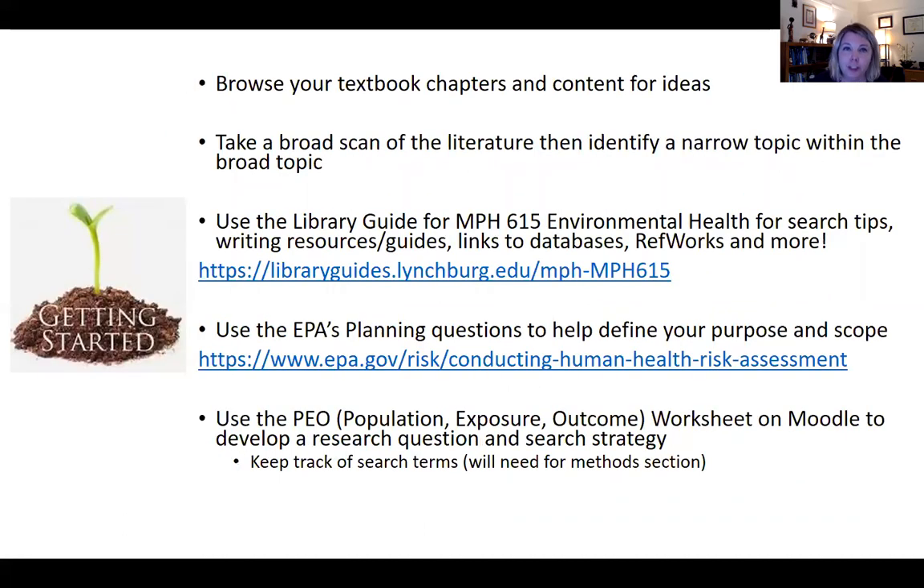So what you can do to get your topic is look through your textbook chapters and content for ideas, take a broad scan of literature that's already out there, and look to identify a more narrow topic within that broad scan. There is a library guide for this class that just has some search terms that may be helpful for you.